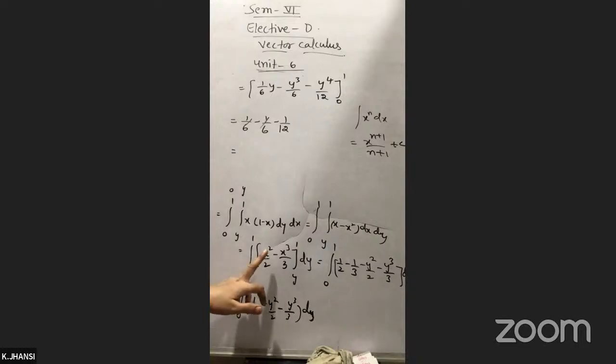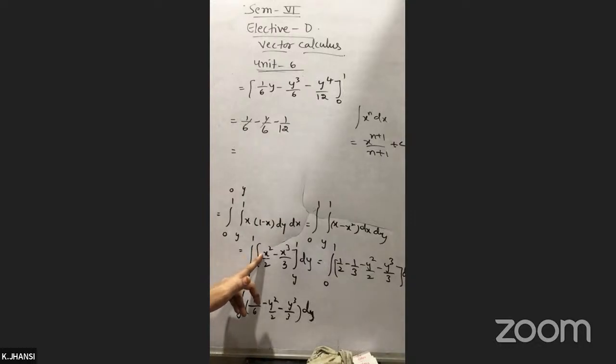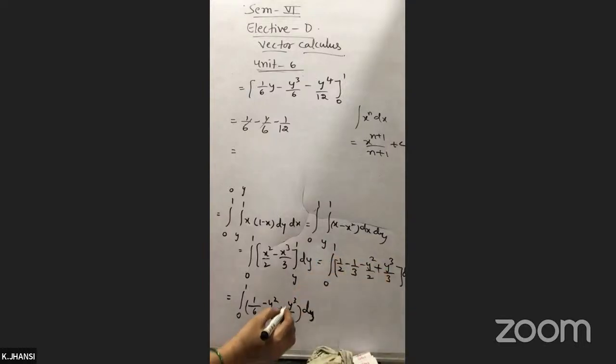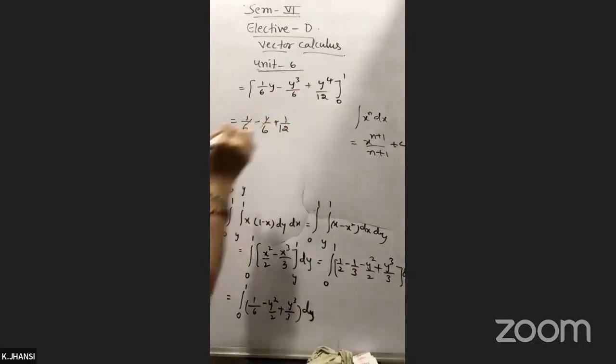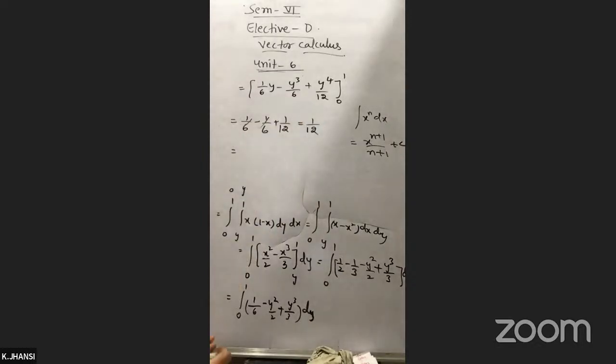See here, the upper limit when substituted gives 1 by 2 minus 1 by 3. When we substitute the lower limit, minus of minus is plus, so it is also plus. So the answer here is 1 by 12. Like this, we have to solve the problem whenever triple integrals are given with respect to the three limit values.